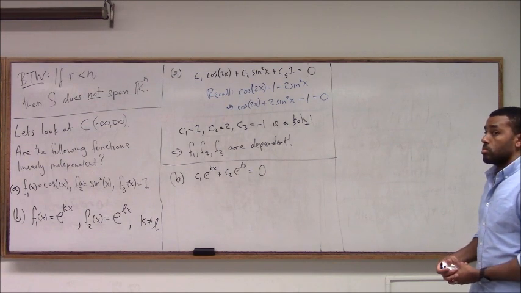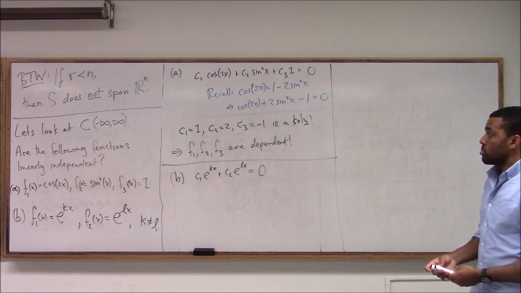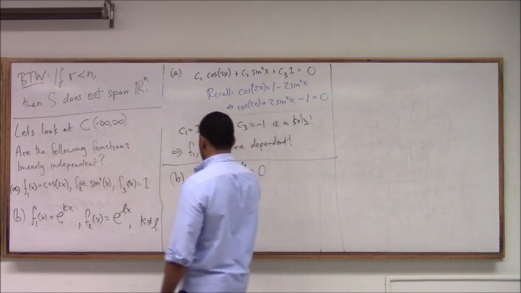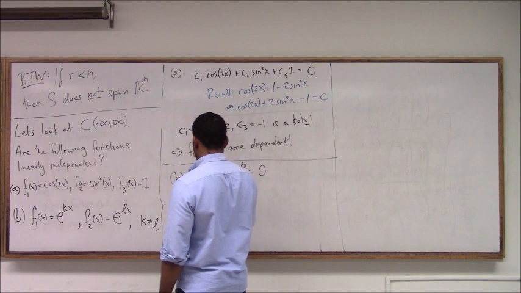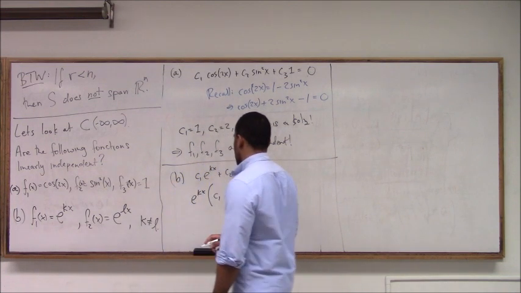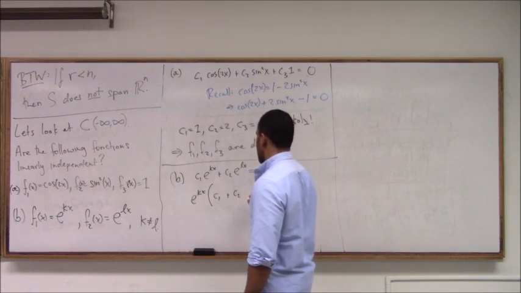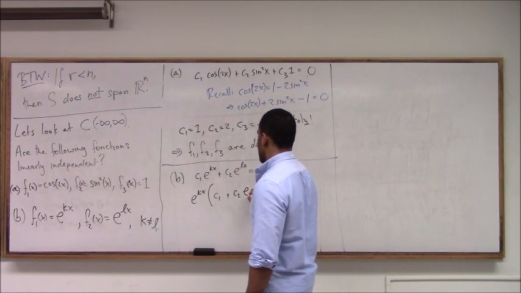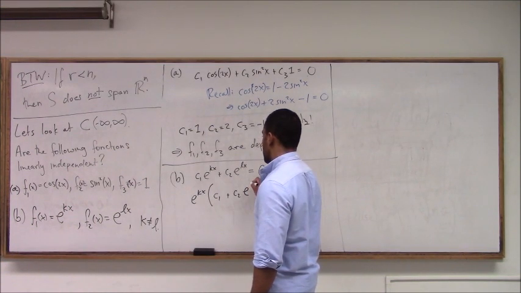Yeah? You factor out either e to the kx or e to the lx, whatever you want. Okay. So let's say I factor out e to the kx. And that, you get rid of that e to the kx term. So what would that become? This would be L minus K. Right.